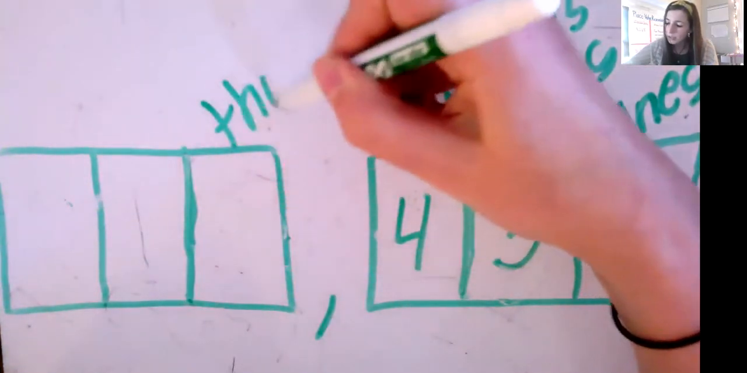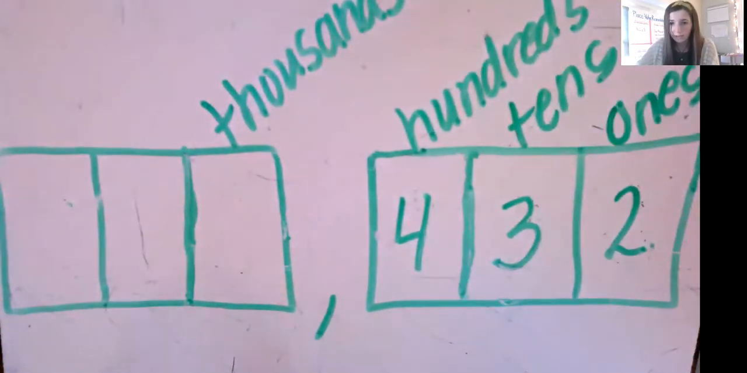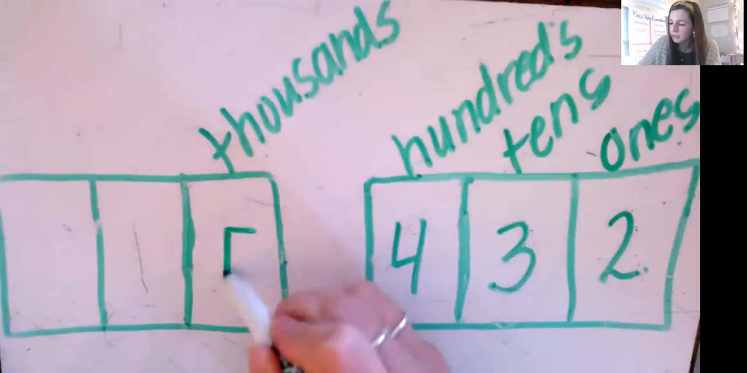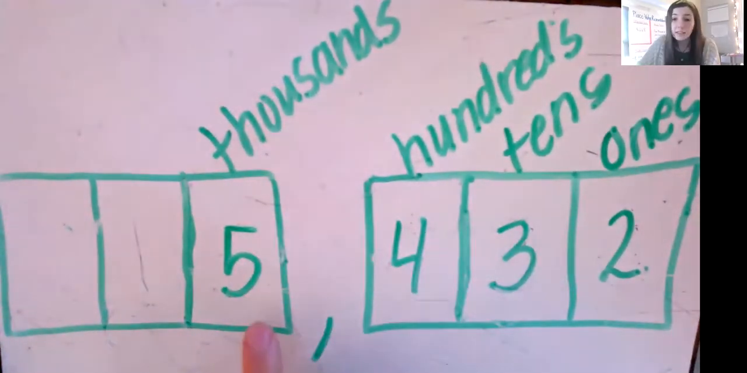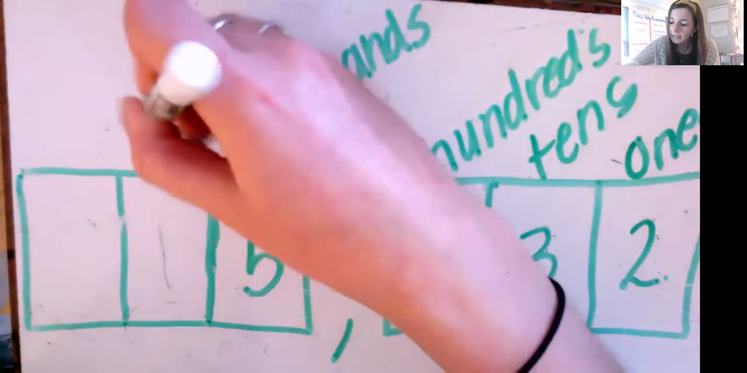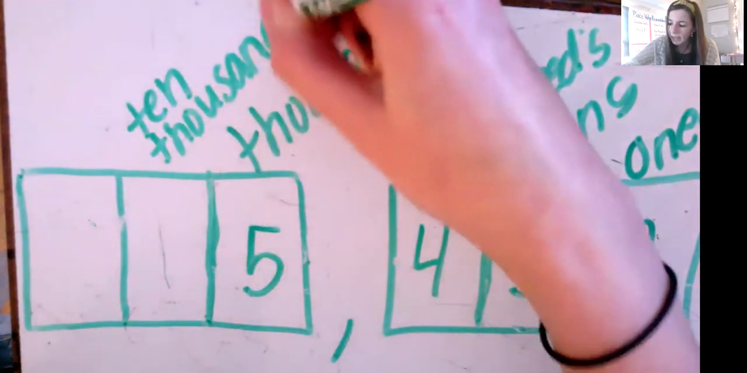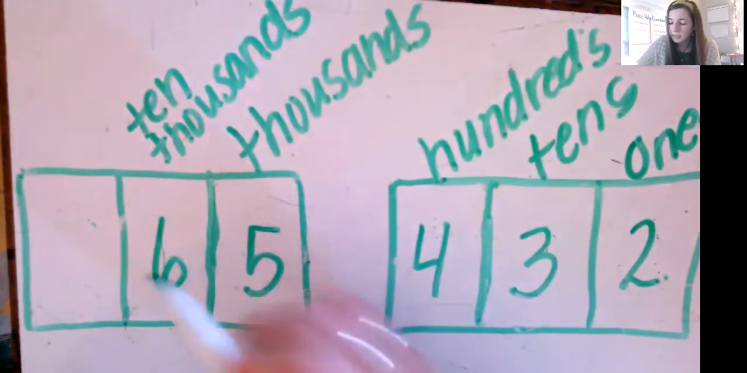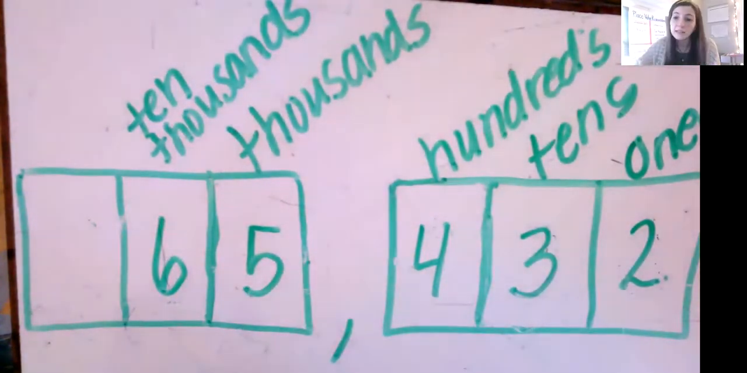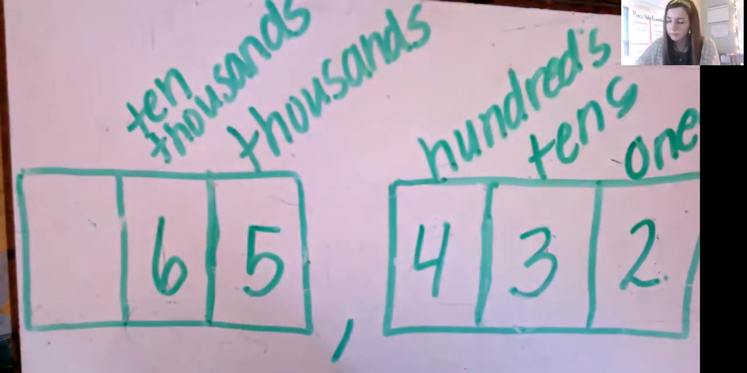Then we move along to our thousands place. If we have a 5 in our thousands place, that digit 5 would have a value of 5,000. After our thousands place comes our 10 thousands place, meaning if we had a digit 6 in this place, then that 6 would hold a value of 60,000.